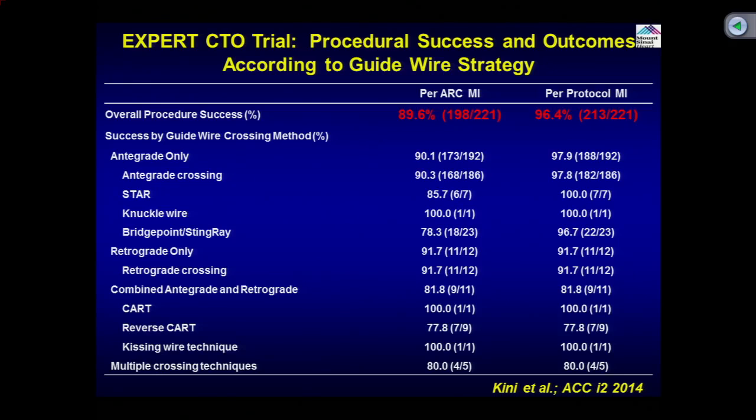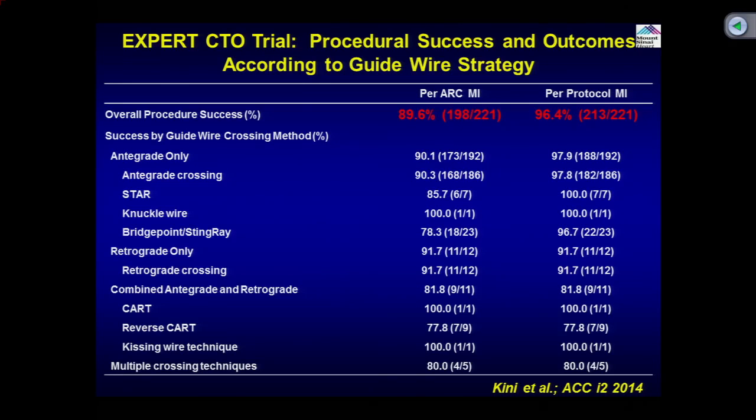Then coming to the total overall success rate, again same ARC MI. If you see that you were able to, the wire is in the distal lumen, able to deliver the balloon, and in the absence of stent delivery and absence of MI, as per the definition, your success rate was again 90% from ARC MI, or slightly higher per protocol.